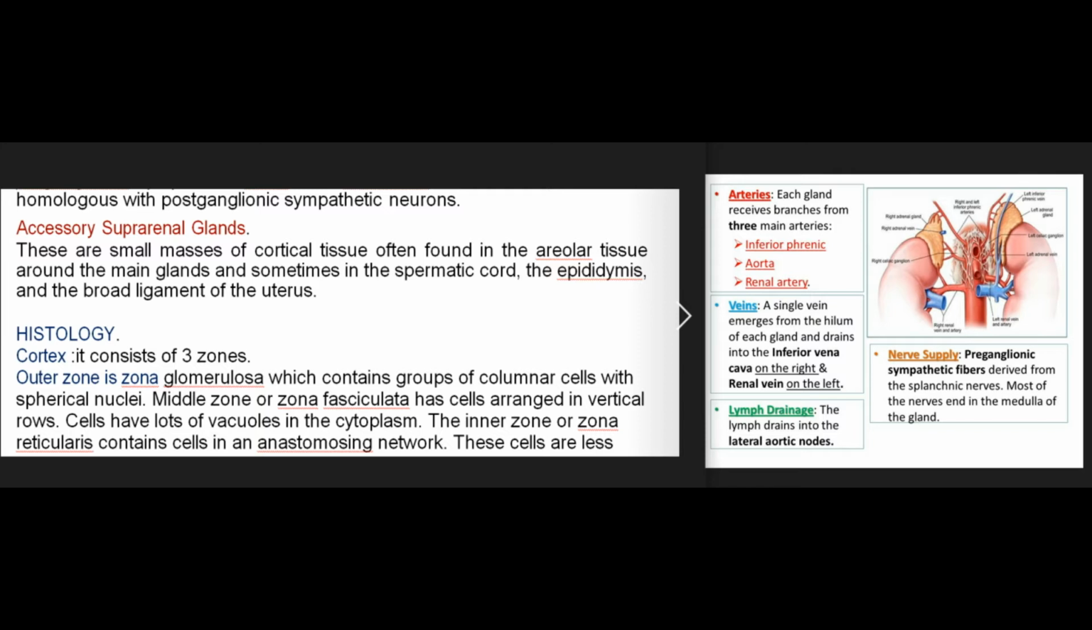Accessory suprarenal glands. These are small masses of cortical tissue often found in the areolar tissue around the main glands and sometimes in the spermatic cord, the epididymis, and the broad ligament of the uterus.